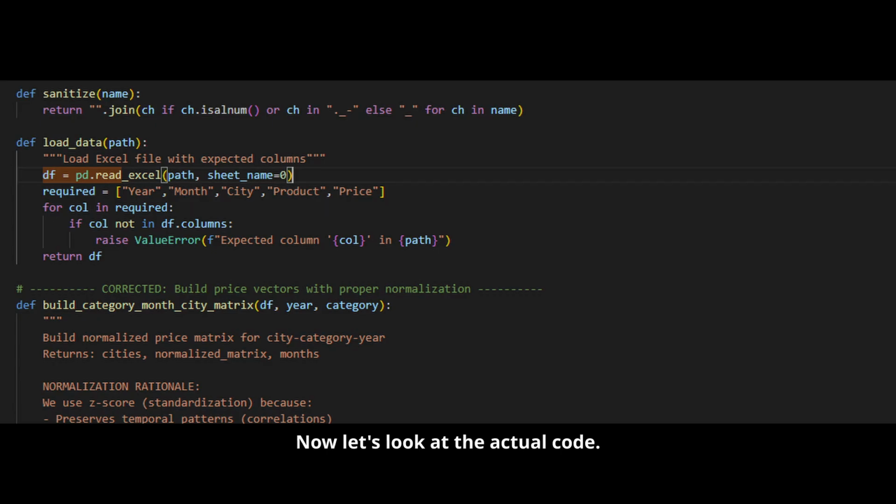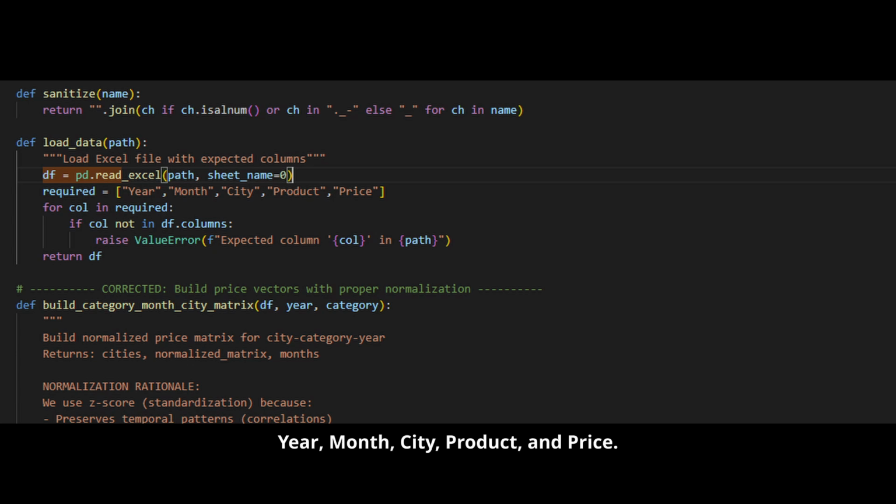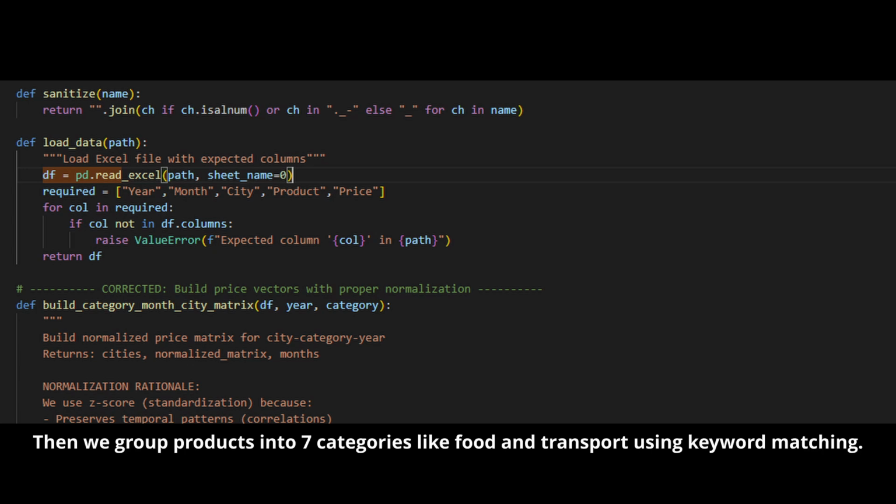Now let's look at the actual code. Loading data. We use pandas to read the Excel file. It has these columns: year, month, city, product and price. Then we group products into 7 categories like food and transport using keyword matching.